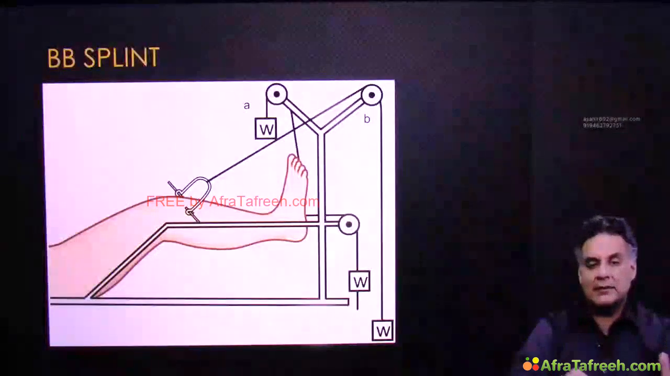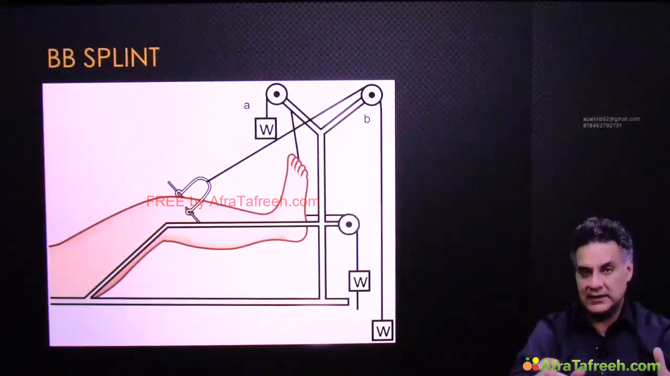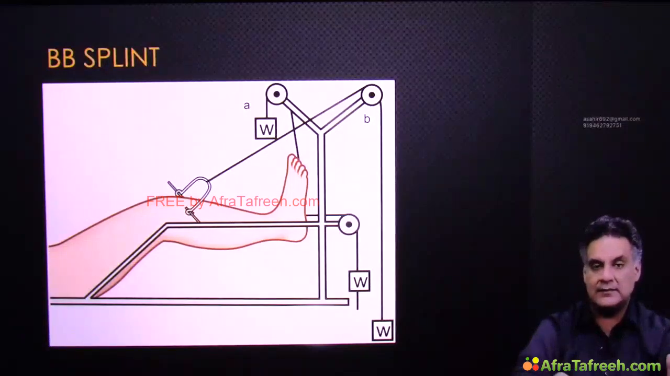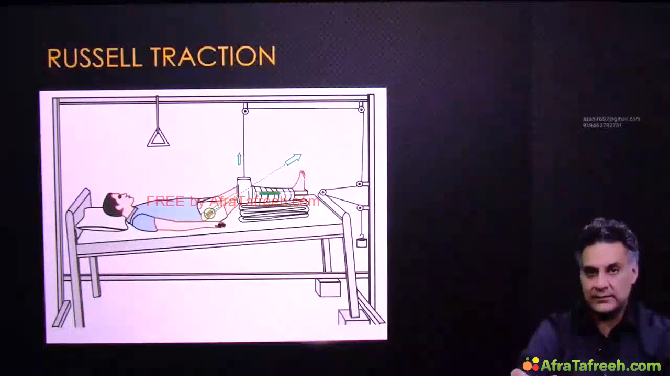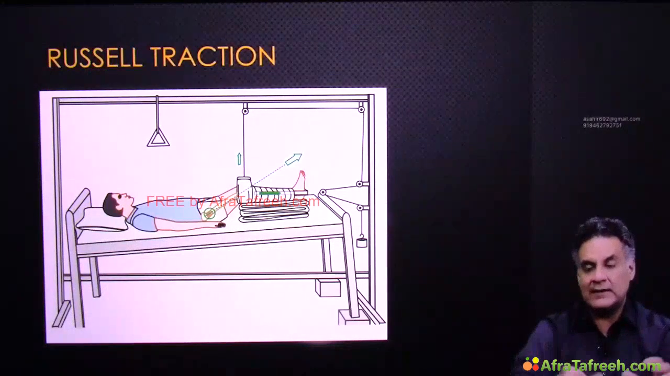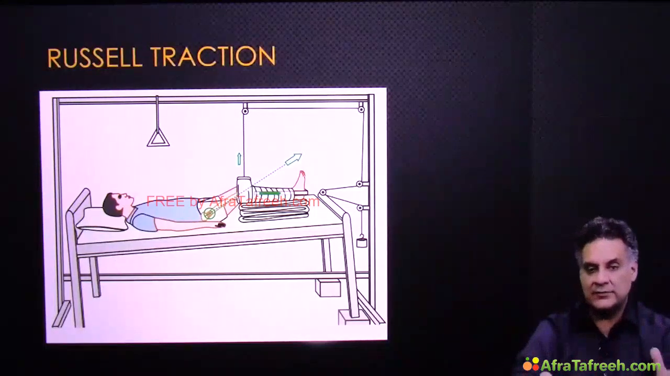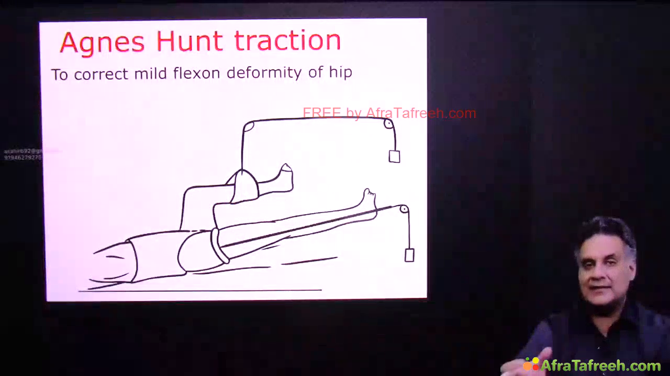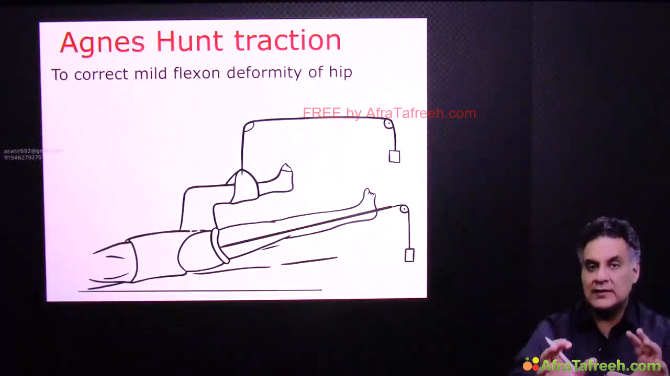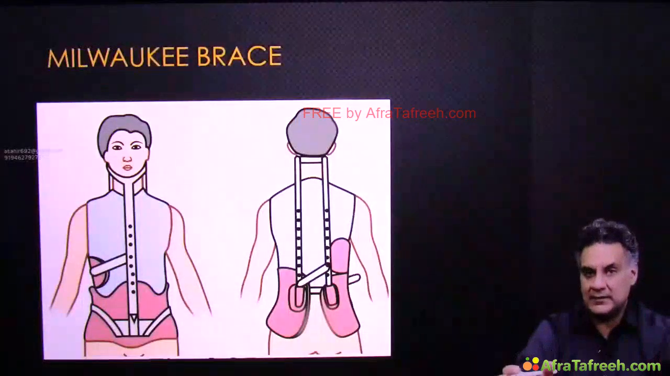Then we have the Böhler-Braun splint, which is used for fractures of the femur, knee injuries and the tibia. Then you have Russell traction, which was classically described as a skin traction, now used as a skeletal traction for trochanteric fractures and femoral fractures. Agnes Hunt traction, which is for flexion deformities of the hip. Milwaukee brace for scoliosis.